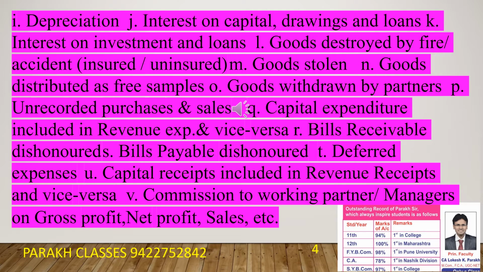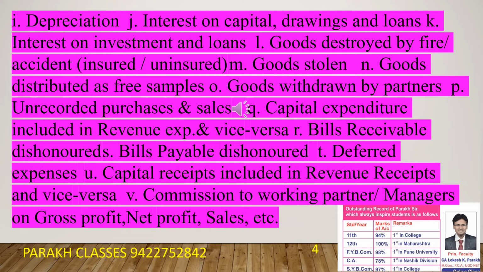Goods destroyed by fire or accident, in which there are two types of goods, that is insured goods destroyed and uninsured goods destroyed. Next comes goods stolen from godown, shop, etc. Goods distributed as free samples, that is advertisement. Goods withdrawn by partners for personal use. Unrecorded purchases, unrecorded sales. Capital expenditure included in revenue expenditure and vice versa.